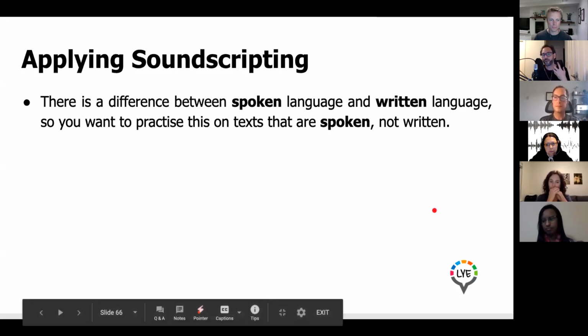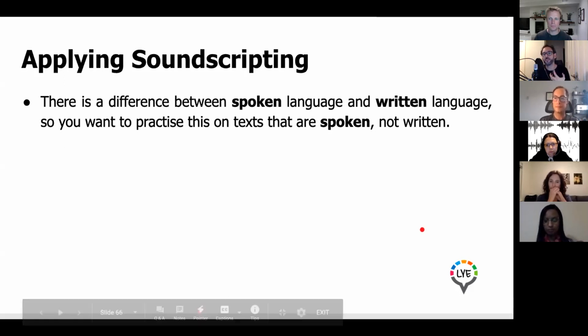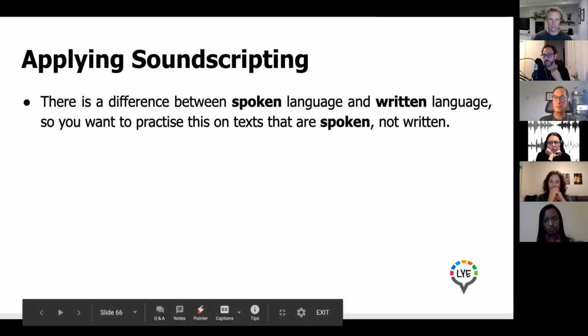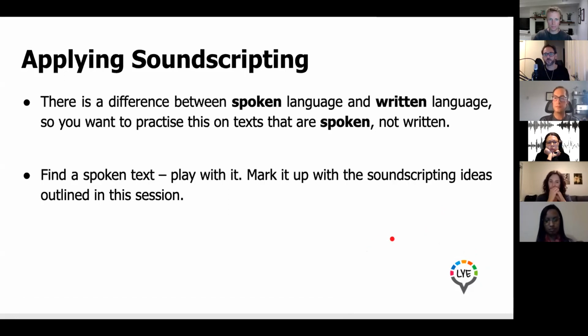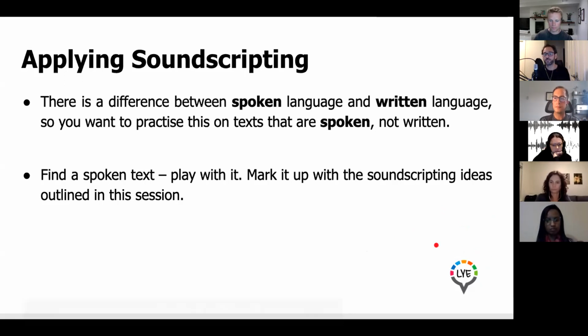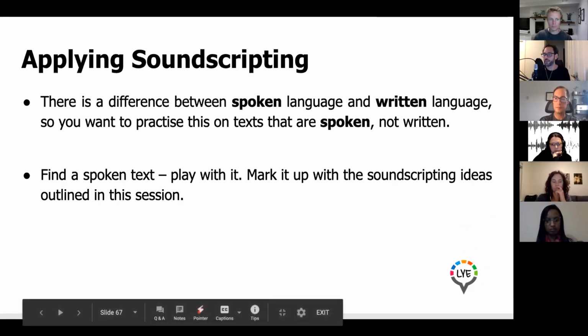So if you want to practice this, we strongly recommend that you apply sound scripting to texts that are spoken, not written. So maybe a speech, a TED Talk, an extract from a podcast, what have you. What's important is you just have to find a spoken text that you want to use and play with it. Mark it up with the sound scripting ideas that we're going to be outlining in this session, which brings us to the four horsemen of the apocalypse now.